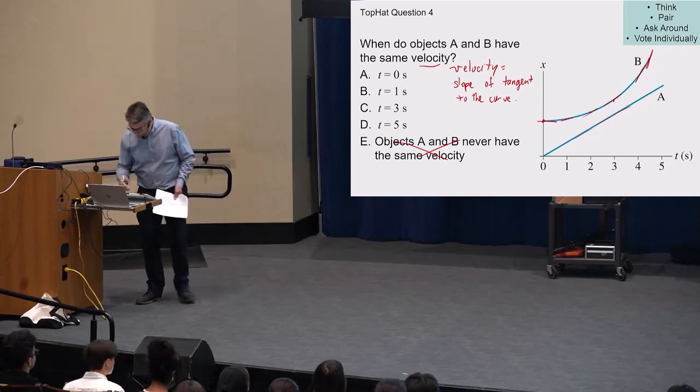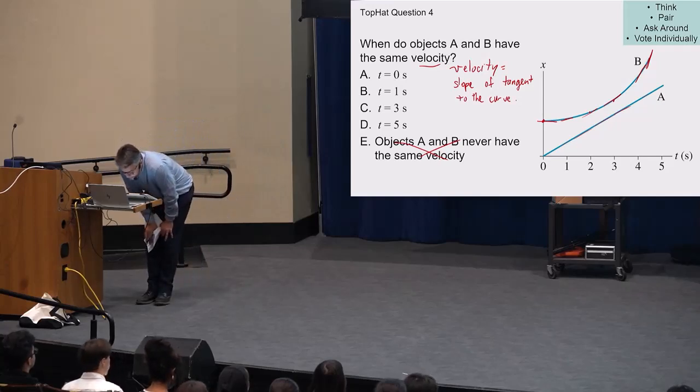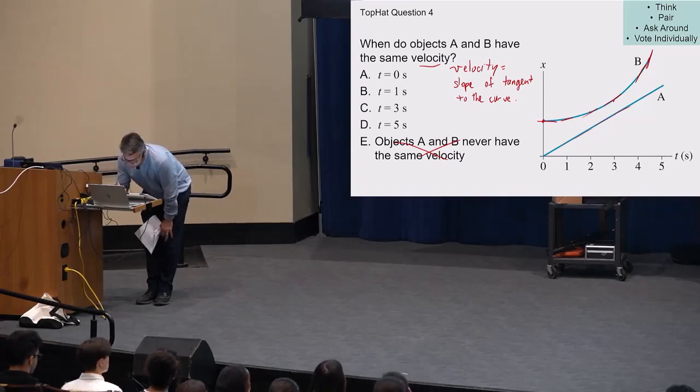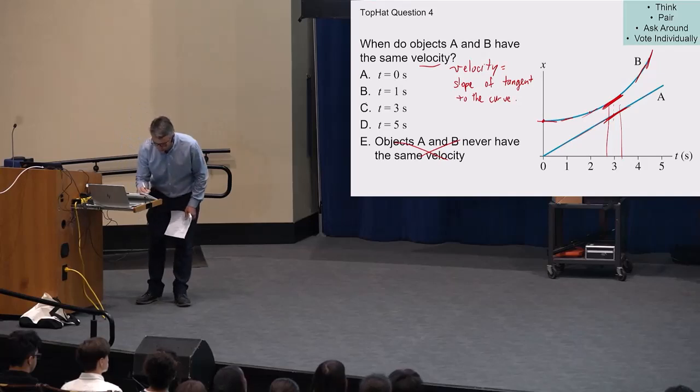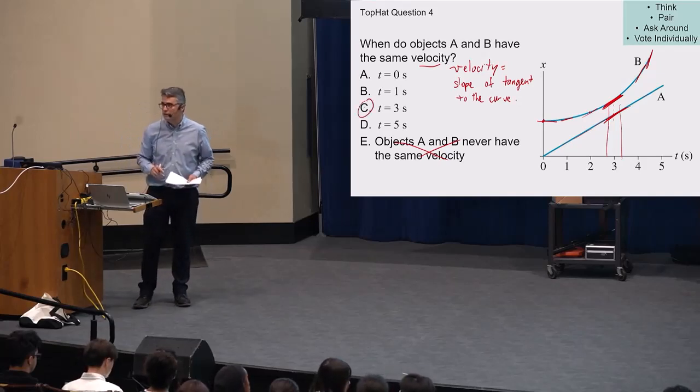So somewhere between 0 and 5, they pass through the same velocity, and that's where you have to kind of estimate. To me, it looks like this slope is around the same around here. I don't know if it was exactly 3, but 3 is certainly the closest answer on this list.